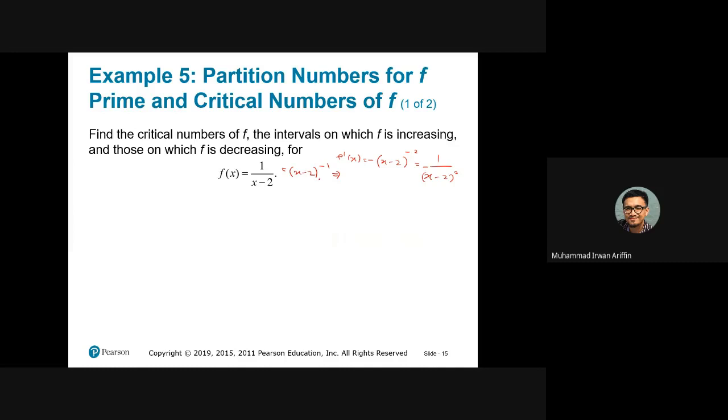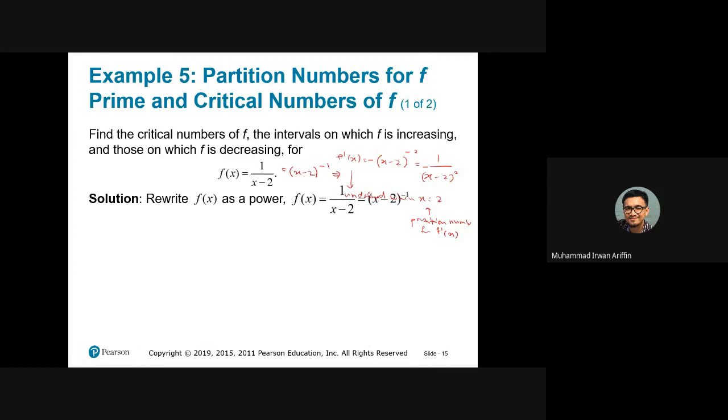Now to find the partition number, take note. How do we find the partition number? f prime of x is non-zero for all x, but it is undefined when x equals 2. When x equals 2, it is undefined. So x equals 2 is the partition number for f prime of x.